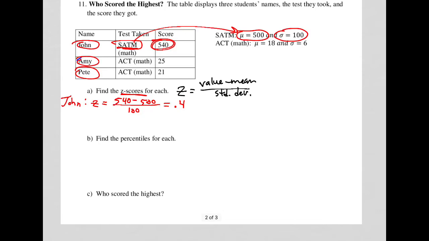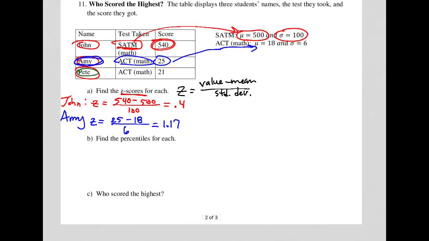Now we can do Amy now. So Amy, her z-score, well, she got a 25 on the ACT math, so that is using this data. So the mean for that test was an 18, standard deviation was a 6. So her z-score is 1.17, if you round. So she scored 1.17 standard deviations above the mean. So she actually has done better than John so far because he didn't even score 1 standard deviation above the mean. And then our last person to do is Pete.